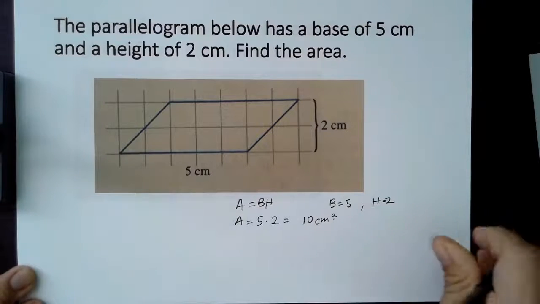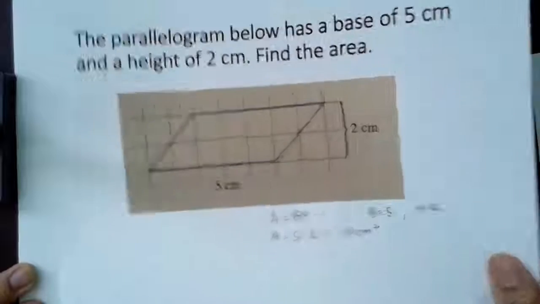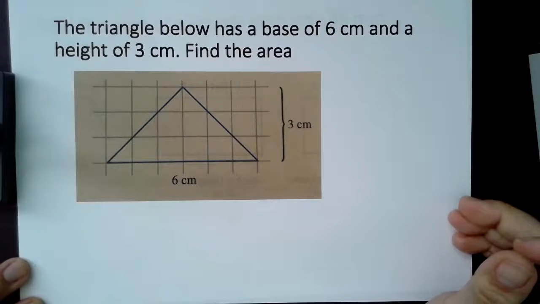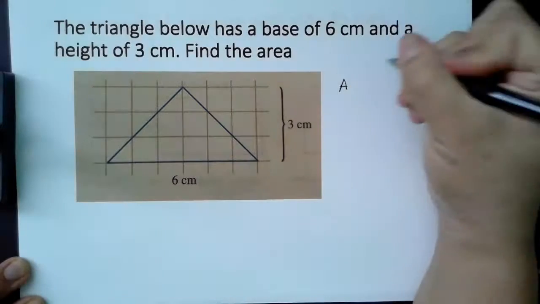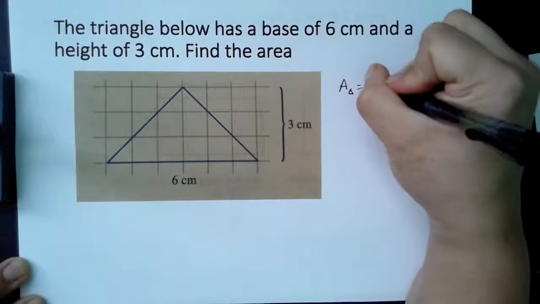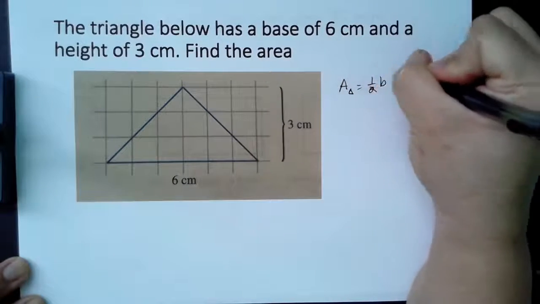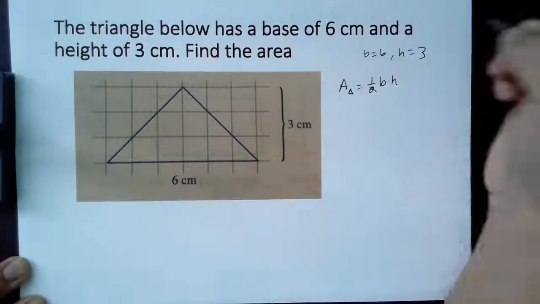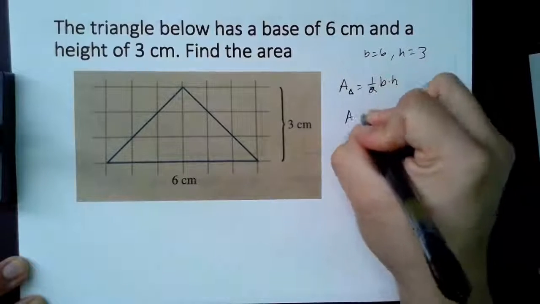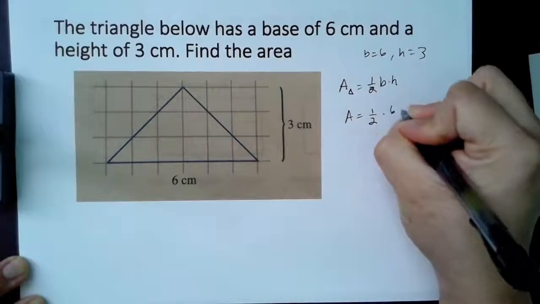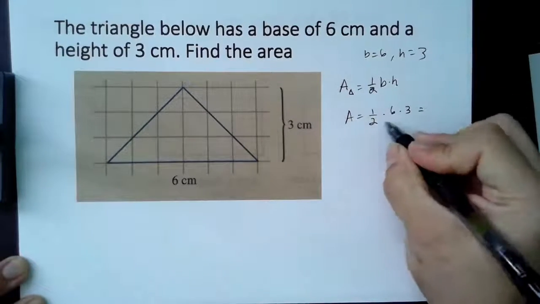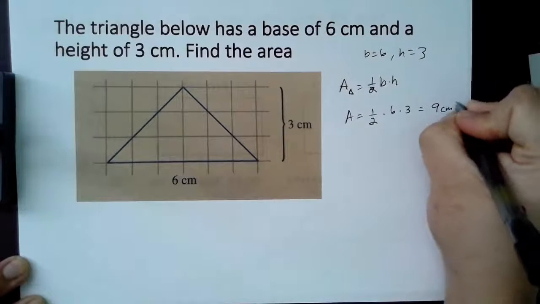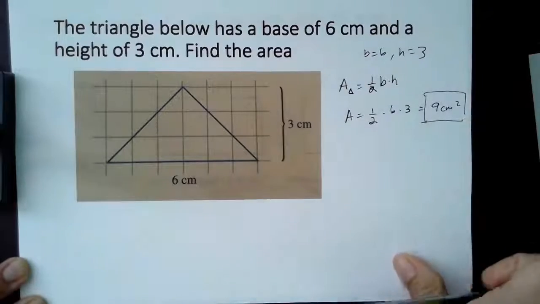Okay, so let's do another one. The triangle below has a base of 6 and a height of 3. Find the area. So what is the area for a triangle? 1/2 base times height. Okay, so base is 6 here, height is 3, and then we just plug it in. So the area will be 1/2 times 6 times 3, which is just going to be half of 6 is 3. 3 times 3 is 9. This is 9 centimeters squared. Okay.